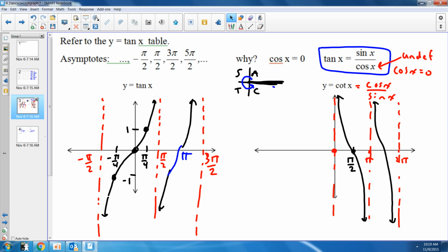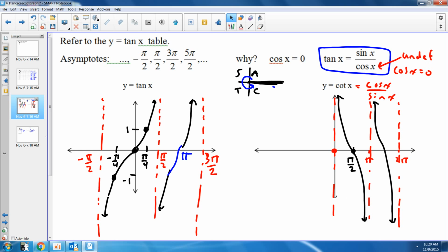So from pi over 2 to pi, it should be negative, which is in the second quadrant. Third quadrant, pi to 3 pi over 2, should be positive. It is positive in that quadrant as well. So this falls in line with Santa Claus when you just think about the angle.